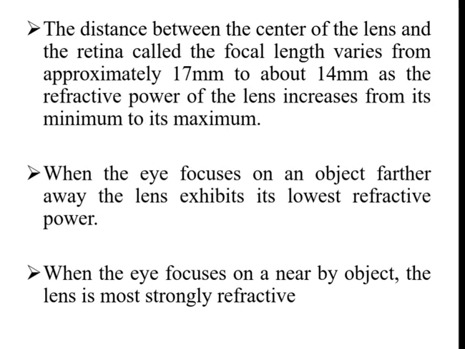The distance between the center of the lens and the retina is called the focal length, and it varies approximately from 17 mm to about 14 mm as the refractive power of the lens increases from its minimum to its maximum. When the eye focuses on an object farther away, the lens exhibits its lowest refractive power. When the eye focuses on a nearby object, the lens is more strongly refractive.